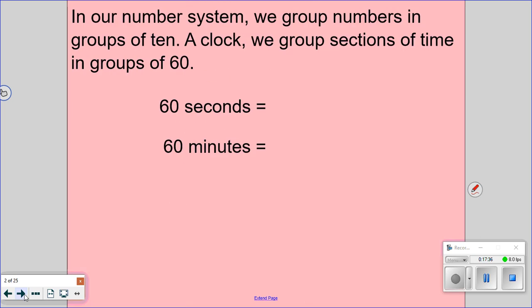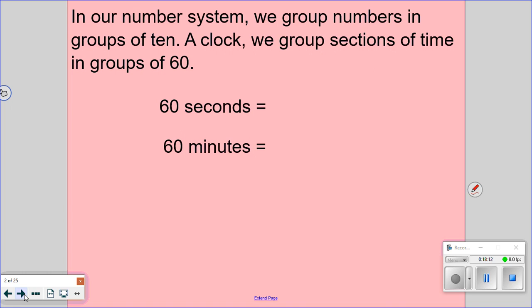Because so far, we've really only looked at the numbers on top. We haven't talked about how quickly we are moving to those numbers. We just looked at the numbers. So in our number system, when we are counting, we group things in groups of 10. 1, 2, 3, 4, 5, 6, 7, 8, 9, 10. 11, 12, 13, 14, 15, 16, 17, 18, 19, 20.